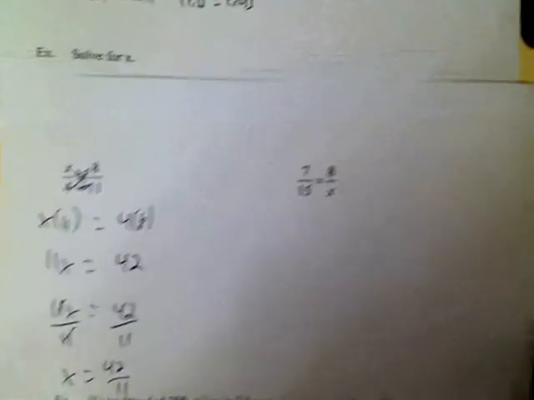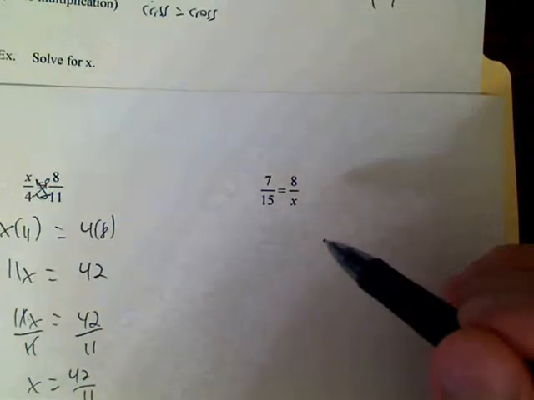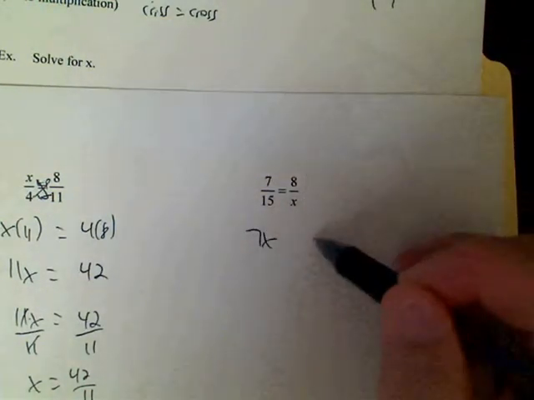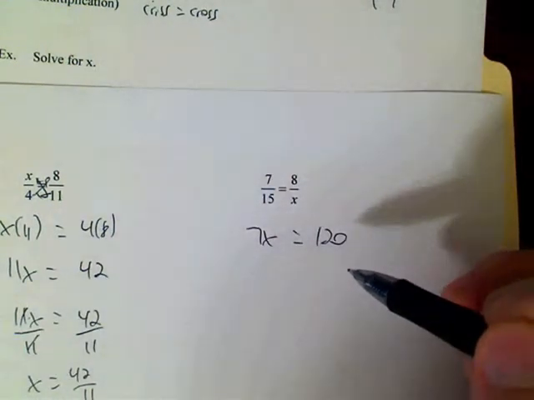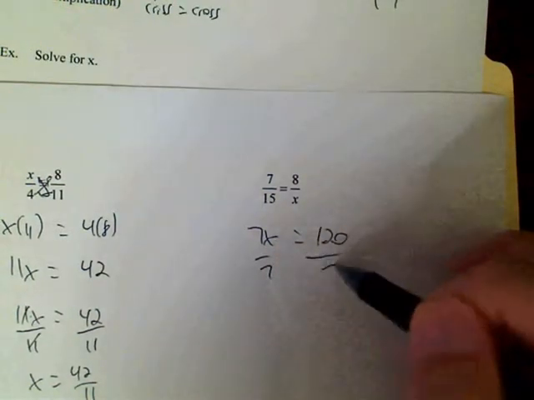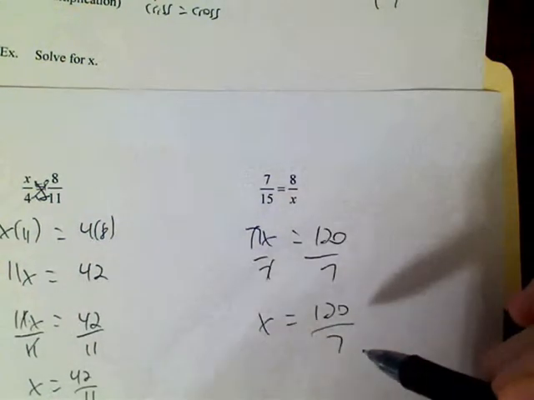Let's do this one. Let's do it with as many or as few steps as possible. 7 times x is 7x. 8 times 15 is 120. Set those equal to one another. When you cross multiply, you're trying to eliminate the fractions. And let's divide to isolate the x, and we are done. That does not reduce. 7 will not go into 120.